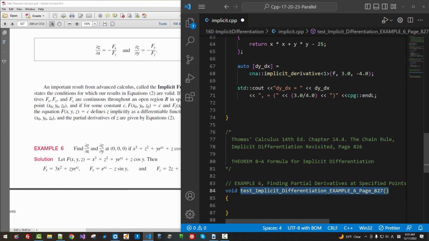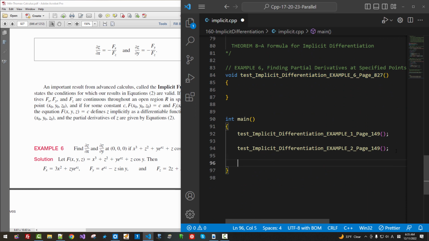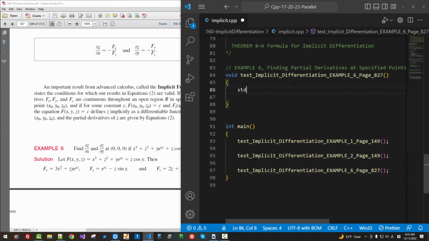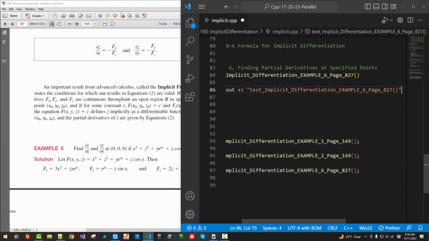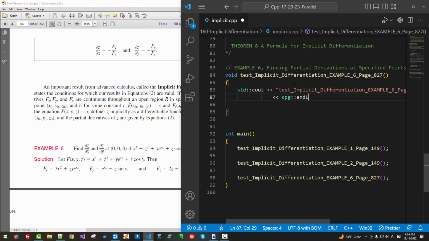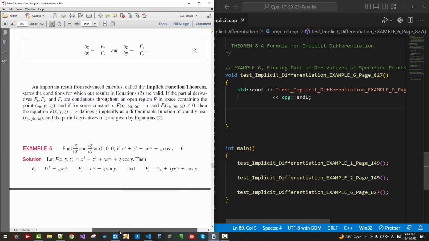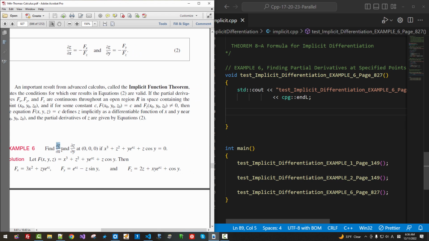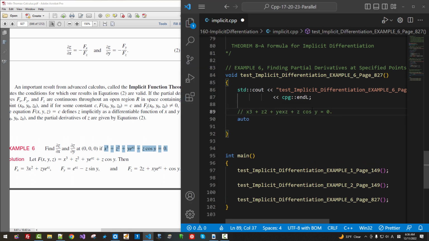Test implicit differentiation. Example 6. Paste it here. SED, cout. I will copy the function name, paste it here. CPG and L. Now we want to solve dz over dx, dz over dy at point 0, 0, 0. If f is given like this, copy, or paste it here. F now takes three variables, x, y, z.